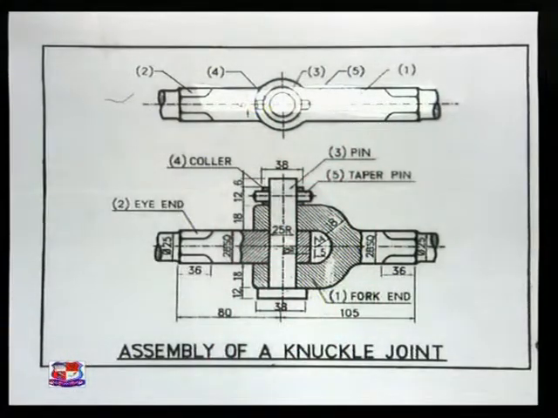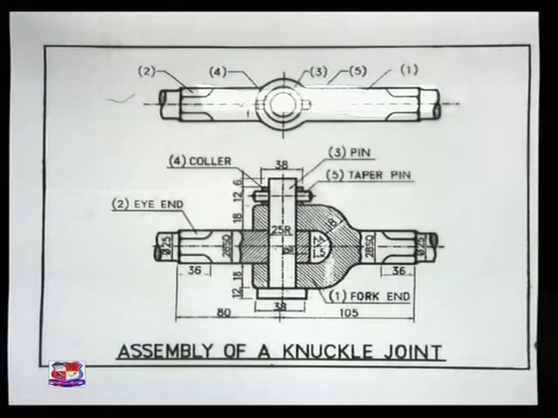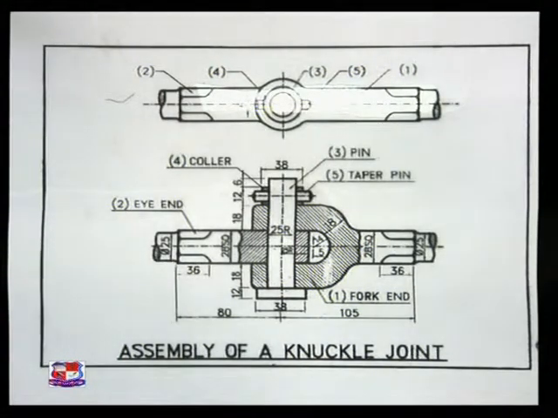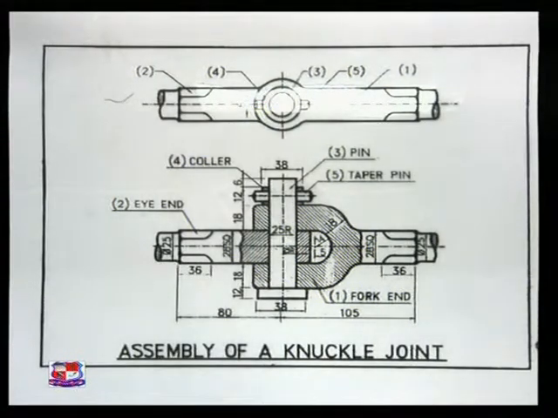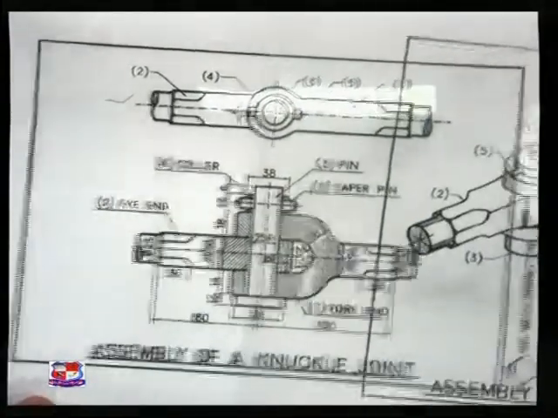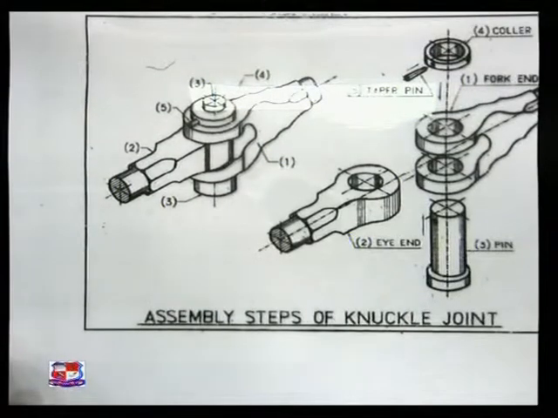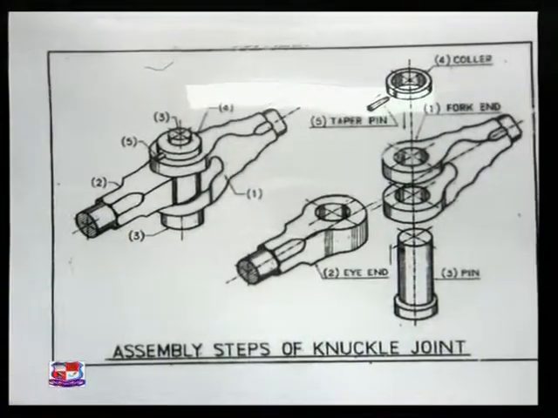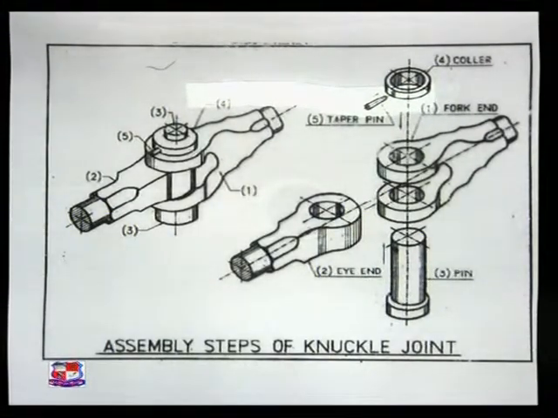Now how to draw solution of this problem? So for that, first we have to imagine which kind of assembly is given to us. So this assembly is like this. If we disassemble this assembly, its individual components would appear like this. These are the individual components of knuckle joint like this. These are the 5 components.